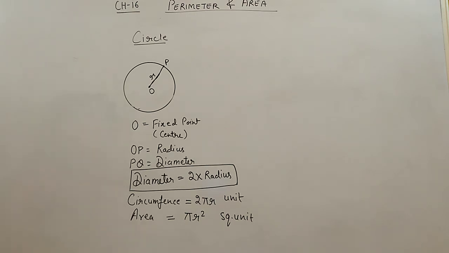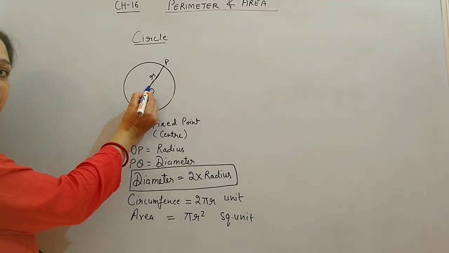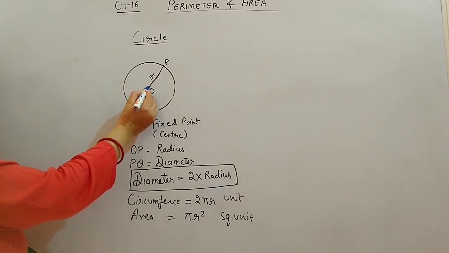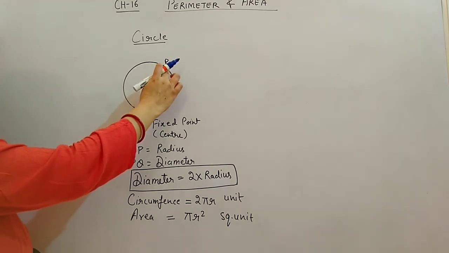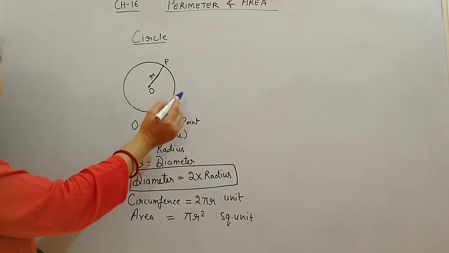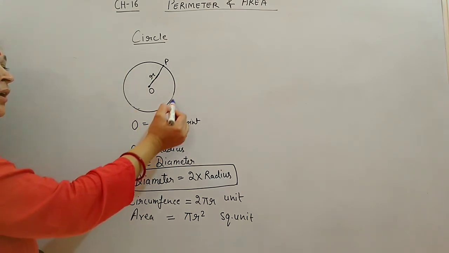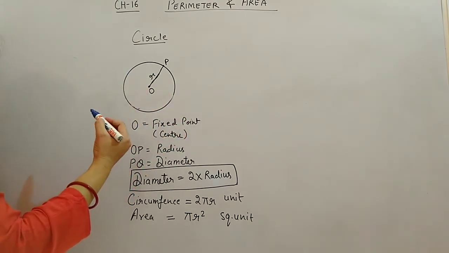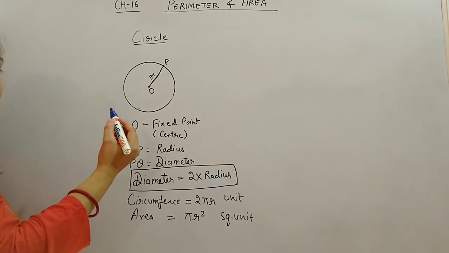What is a circle? Circle is the collection of all points which are at a constant distance from a fixed point. So from this fixed point O, suppose this O is the fixed point. From this fixed point at a constant distance, if we mark all the points in all direction and later on we join all those points, we will get this figure. This figure we will call circle.